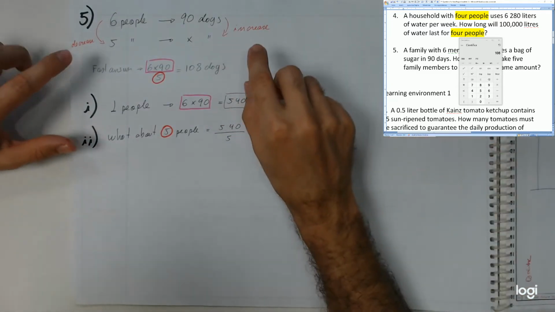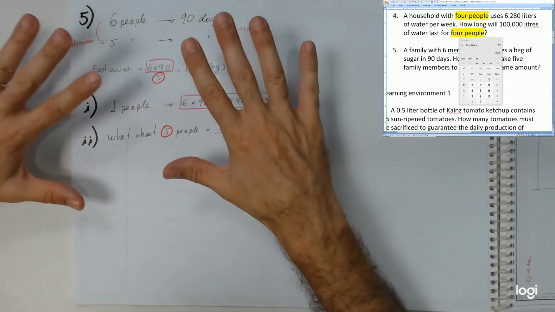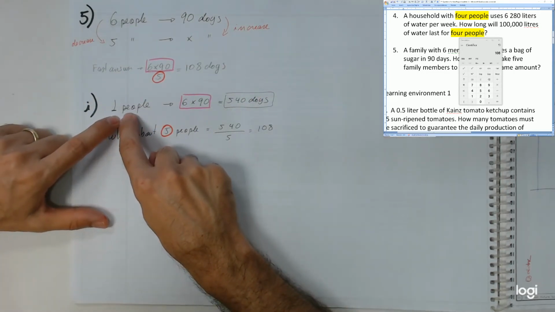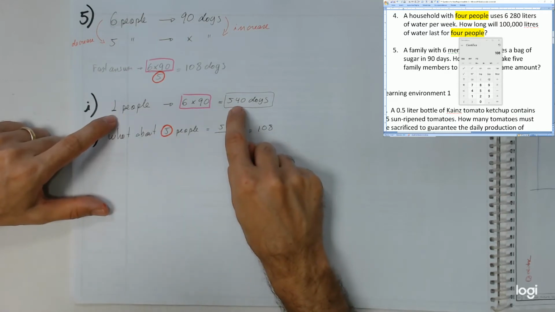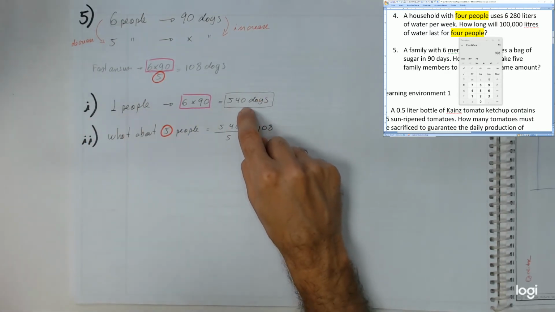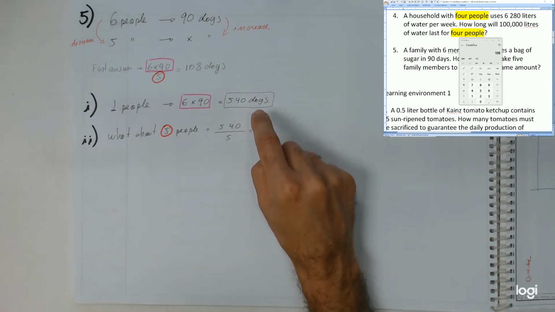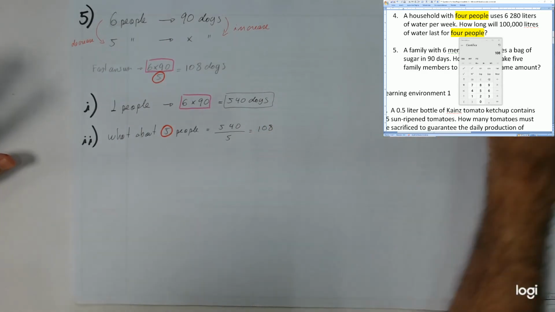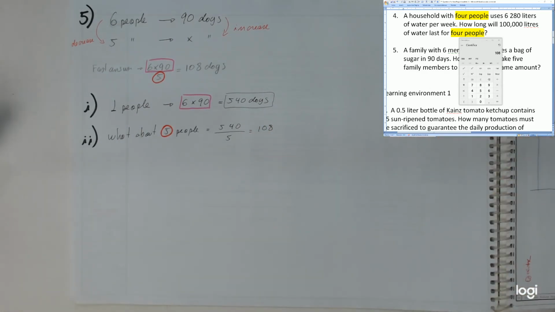Now, whenever you find this problem, you just go, what about 1 person? Make it 1 person. 1 person is going to take 540 days. And now it's easier, okay? 1 person takes 540 days. 5 people, it is going to take 5 times less. We have 5 more people eating. It is going to be faster. No problems about this, okay? This is the exercise.